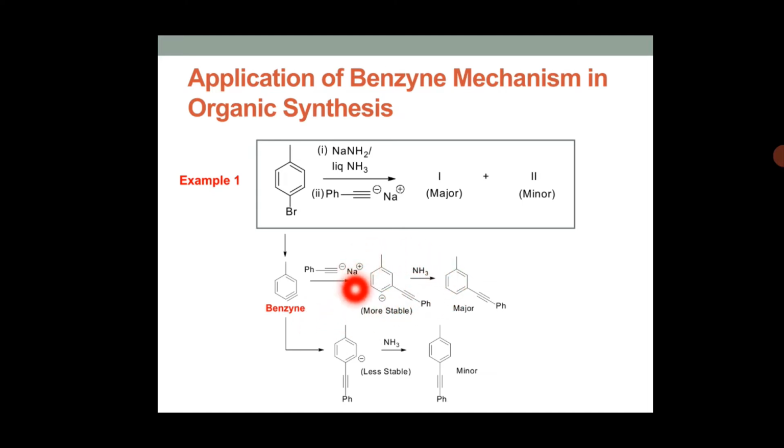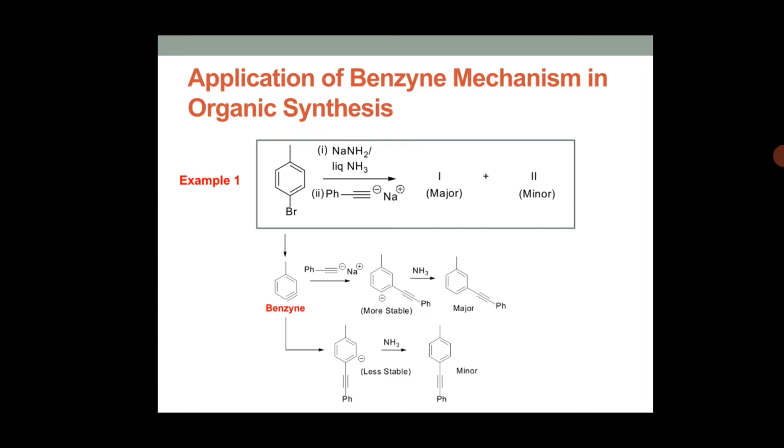So now look at these carbanions. Are they equally stable? No. This carbanion is more stable than this. Why? Because here we have a methyl group. Now, what type of group is it? It can donate electrons. It has a plus I inductive effect. Now, the further the carbanion from this electron donating group, the more stable is the carbanion. And so, which carbanion is more stable? This carbanion is more stable than this.